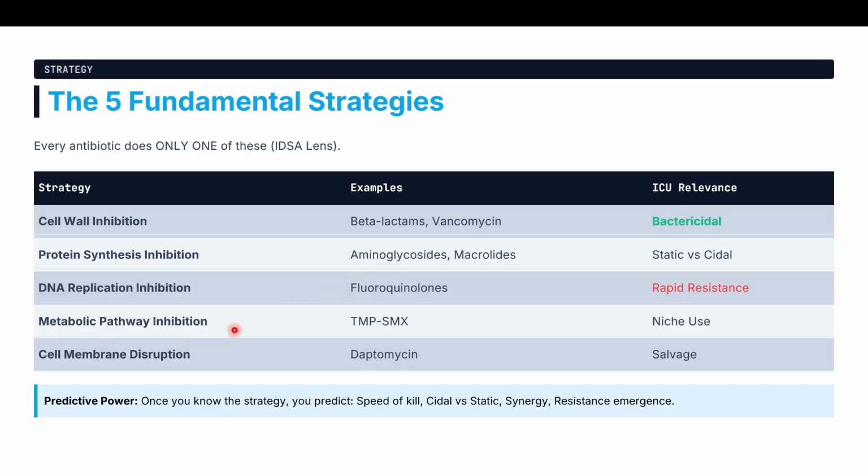Metabolic pathway inhibitors are the trimethoprim-sulfamethoxazole drug, cotrimoxazole. It has a very specific and niche usage in specific situations, and not for all drugs. For pyelonephritis, currently the first-line drug is trimethoprim-sulfamethoxazole if you are giving it on an OPD basis. So once you know the strategy, you can predict the speed of kill, the cidal or static effect, the synergy, or the resistance emergence, once you know the type of antibiotic and the organism that you are targeting.